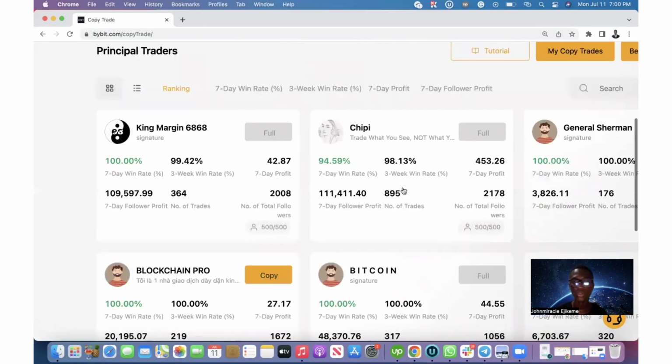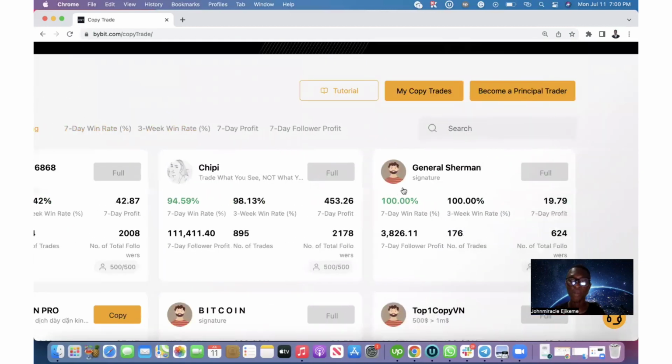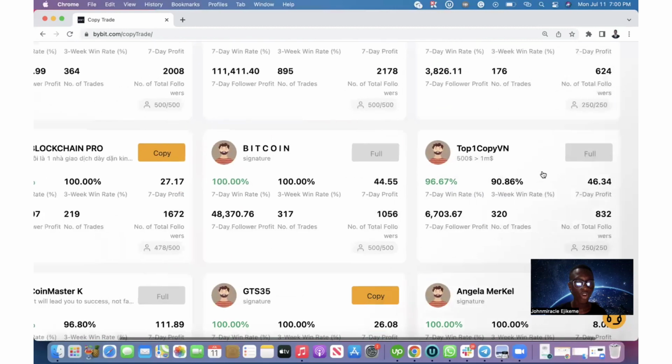This is where you look at the trader whose format you like, or the pairs he trades, and then you copy his trade. As he's making money, you're also making money because you are copying his trade. They have a maximum number of people that can copy each trader. When that number is reached, it will show full. So I cannot copy General Sherman's trade now because it's already filled up with people who are copying his trade. So I will go over to others that are not full.